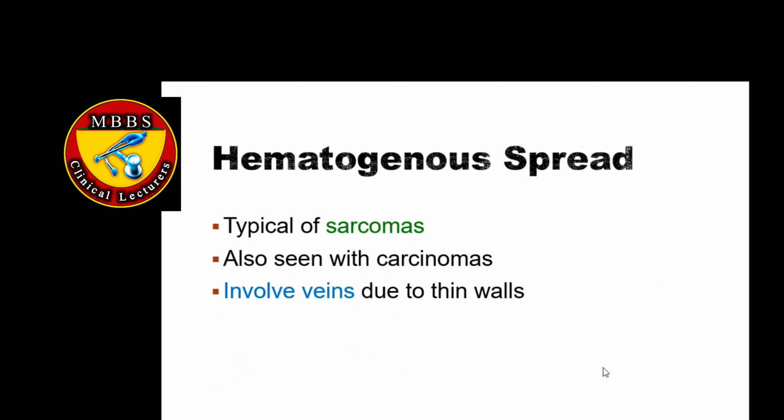It is particular or typical of sarcomas, but it is also seen with carcinomas, and it is not necessarily associated with sarcomas. So some of the carcinomas also adopt the hematogenous route to spread throughout the body. They usually involve the veins, because veins are thin-walled as compared to the arterial wall. So veins are easily penetrable. So hematogenous routes prefer using veins for their spread.